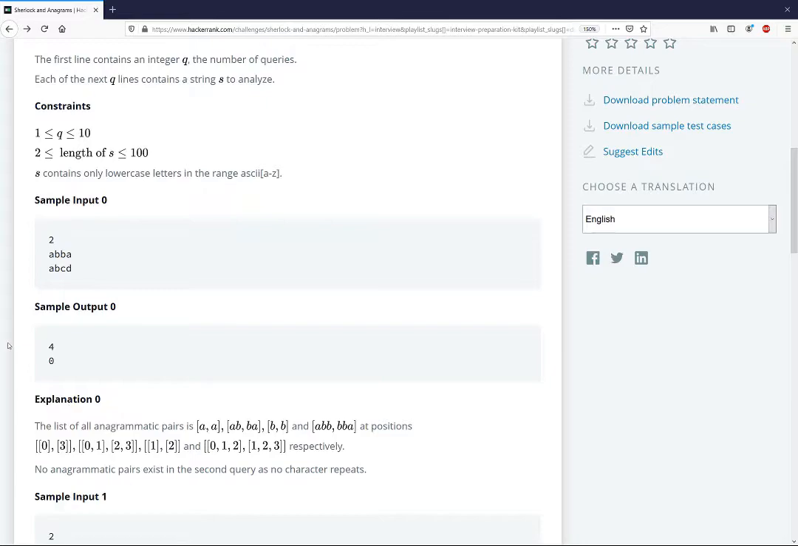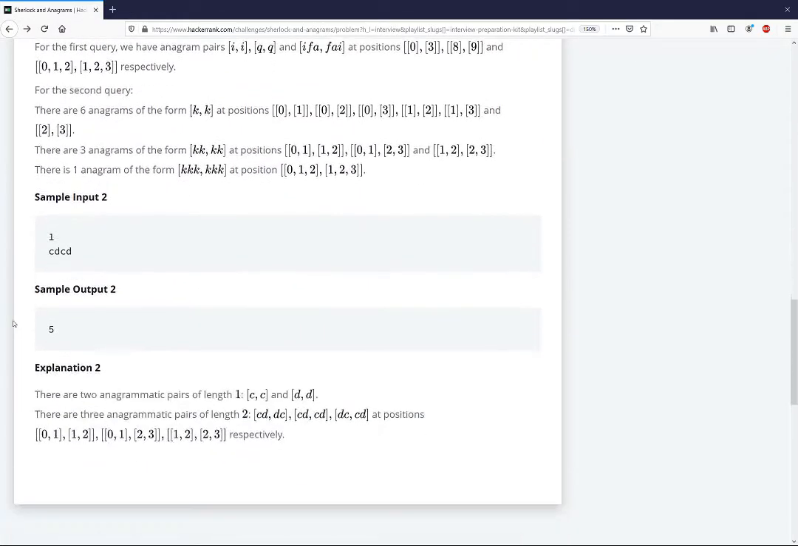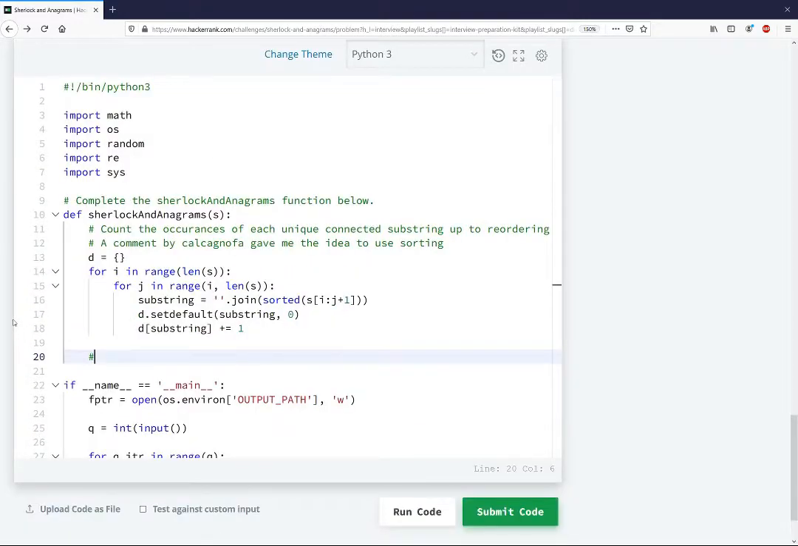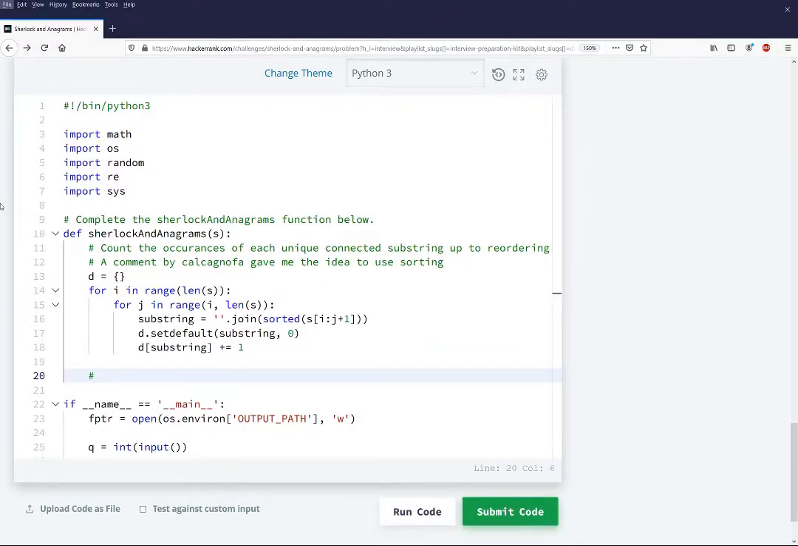So now that we know the number of times that each substring occurs, we want to count the number of anagrams. And so for this, we need to think a little bit.